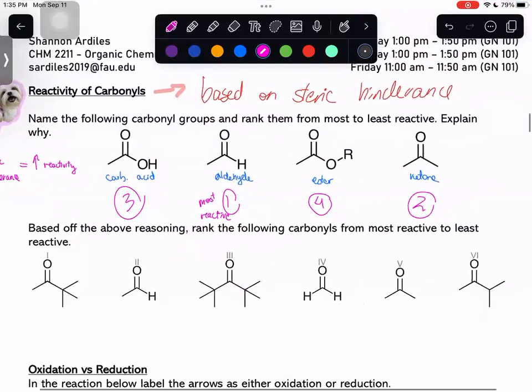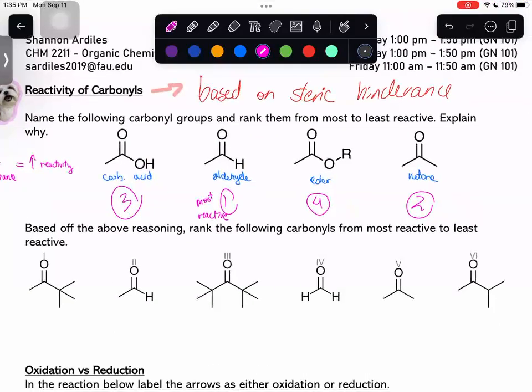Let's practice our knowledge with those molecules. I'm going to give you 3 minutes to discuss it with each other. Look to your left, look to your right, or maybe look to your back. Talk with each other and figure out their ranking. So again, 3 minutes, really quickly.